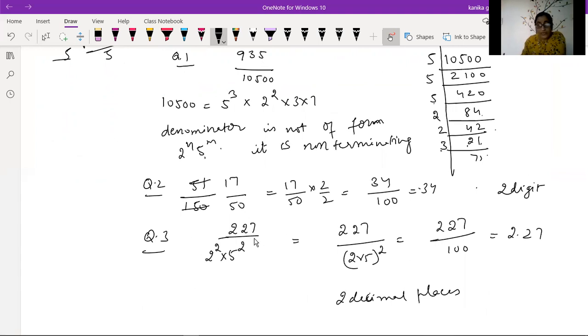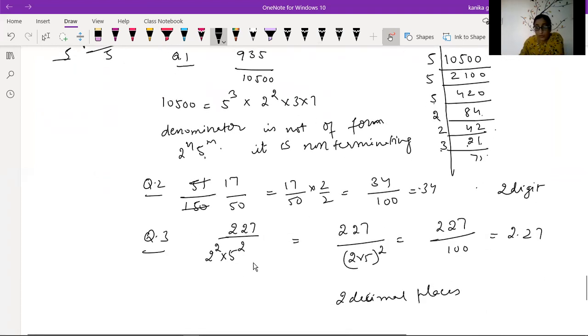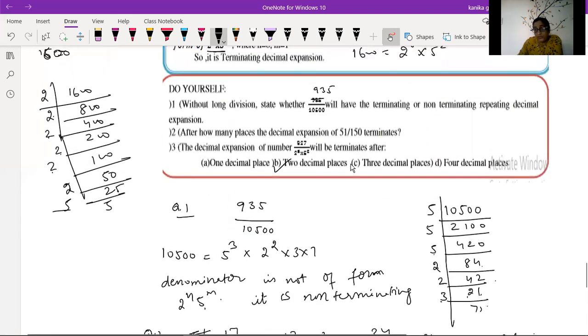Now the number is 227 over 2 raised to power 2 and 5 raised to power 2. It will terminate after how many decimal places: 1, 2, 3, or 4? Now here the denominator is 2 raised to power 2 and 5 raised to power 2. You can write (2 multiplying by 5) whole raised to power 2. So you get 10 raised to power 2, which is 100. So here you can write 2.27. So the answer is after 2 places of the decimal. So 2 decimal places.